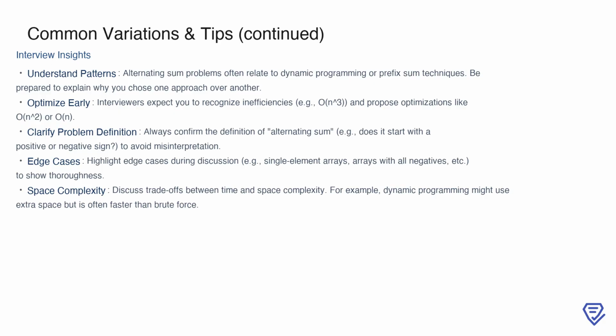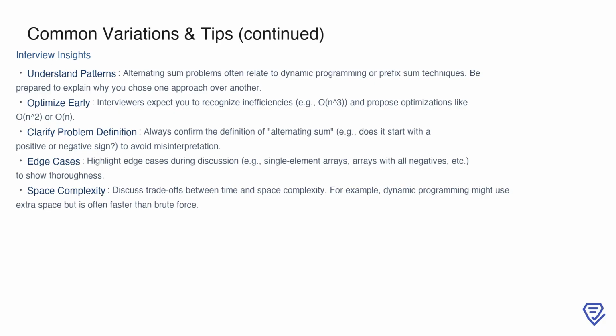For instance, if your initial solution is O(n cubed), discuss how you could optimize it to O(n squared), or even O(n). It's also critical to clarify the exact problem definition with the interviewer, especially for concepts like the alternating sum, which could start with either a positive or negative sign depending on the question.